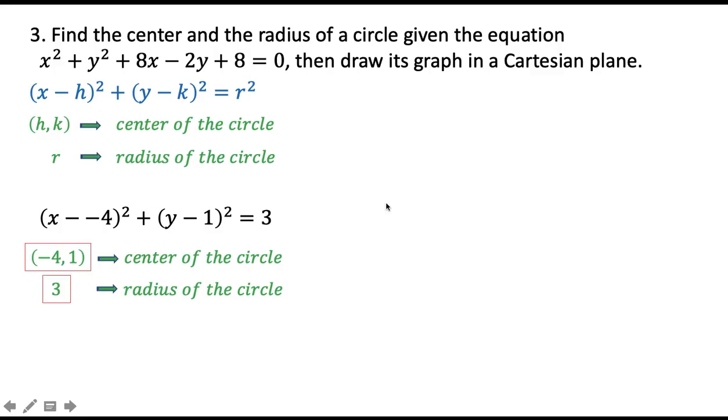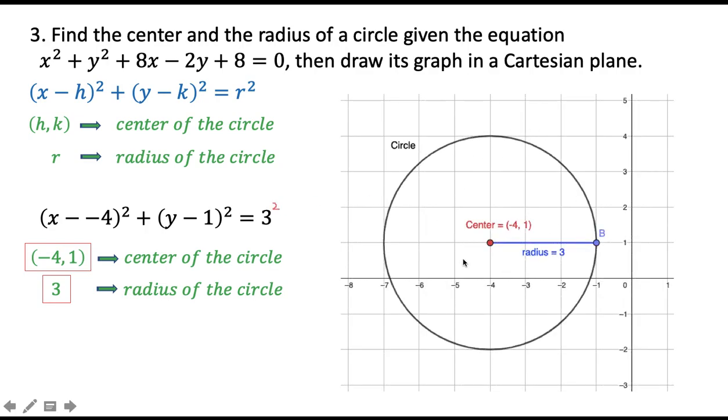And this is how it looks in our graph. So the center is located at coordinates negative 4, 1. Then the radius of the circle is 3 units: 1, 2, 3.